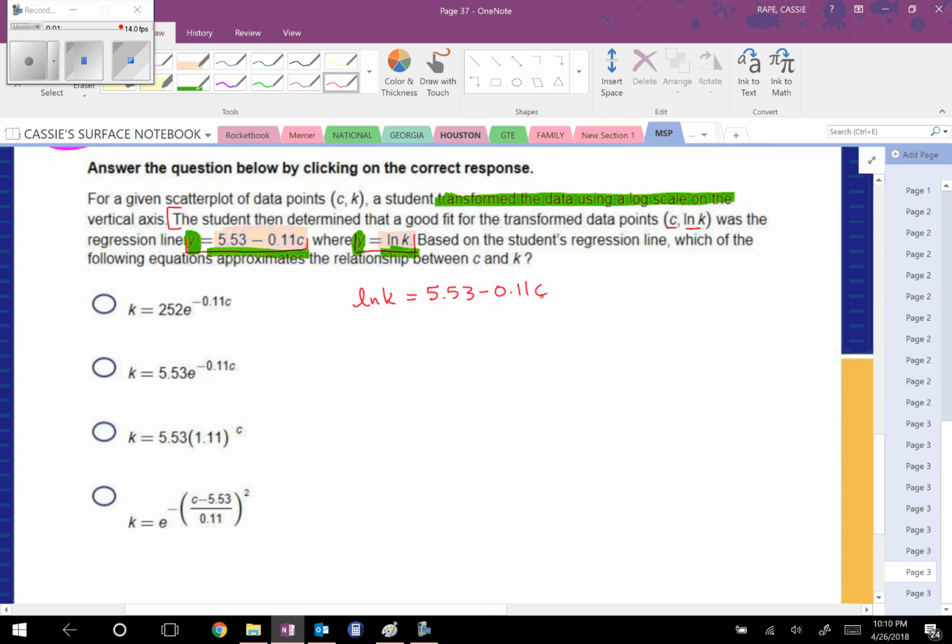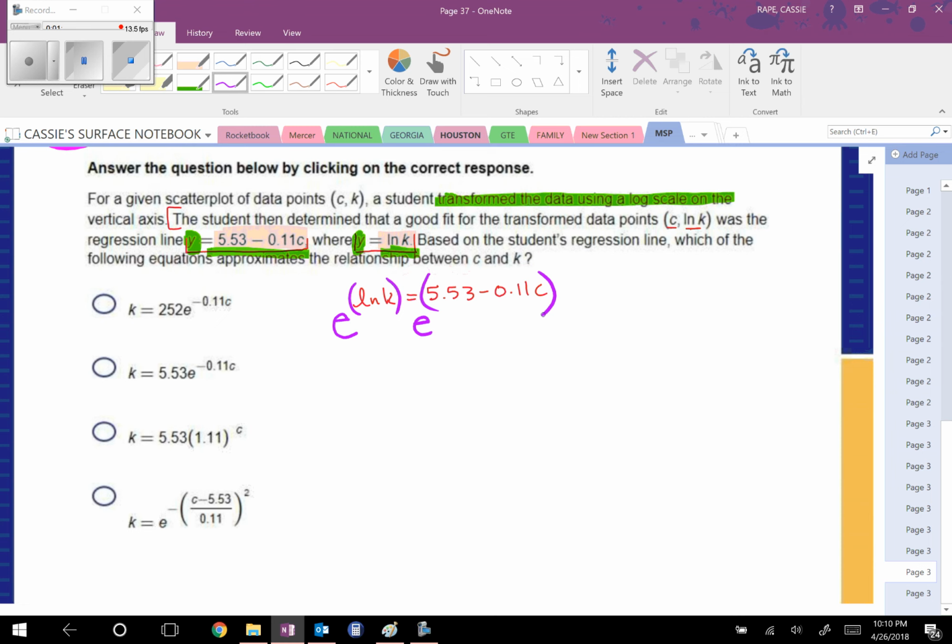And I keep looking back, and I'm noticing that there are no natural logs in my answer selections, which means I need to get rid of that. And the way to do that, because the inverse of natural log is e, I'm going to exponentiate, essentially bump this up into the exponent's place, the entire left side and right side. You can't do it selectively. It has to be the entire left side that you exponentiate and the entire right side.